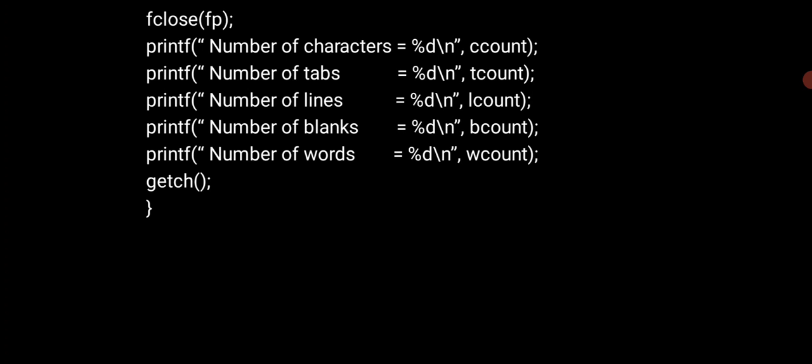The number of tabs you counted should be displayed through the tcount variable. The number of lines will be displayed through lcount. The number of blanks will be displayed through bcount. The number of words should be displayed through wordcount. Okay, this completes our program.